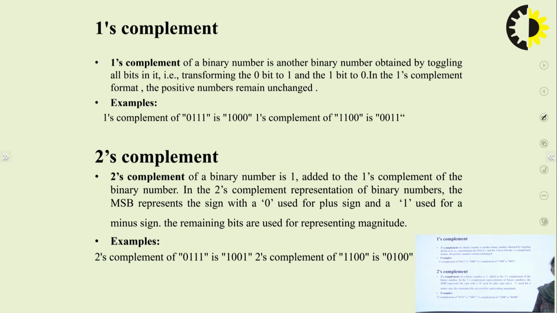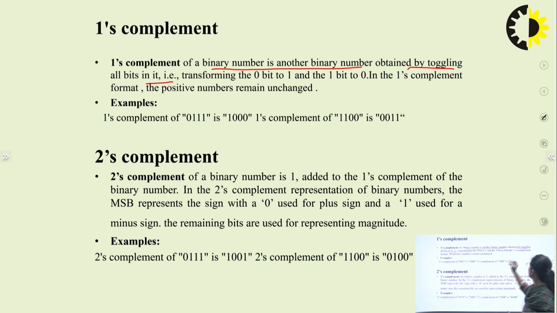First we will understand what the 1's complement is. Basically, the 1's complement of a binary number is another binary number. When we take the 1's complement of a binary number, the result will be another binary number. There is no change in the number format. It is the binary number obtained by toggling all bits in it. What is the meaning of this?